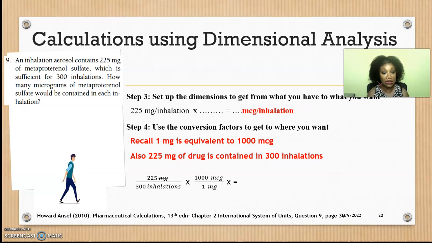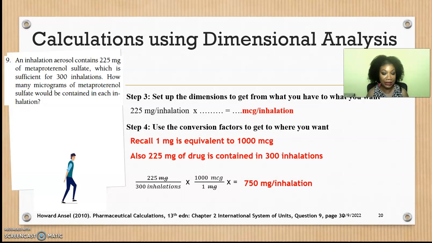The conversion factor is that 1000 micrograms is equivalent to 1 milligram. Now, you notice that the milligrams are cancelling out. And what you are going to end up with is micrograms per 300 inhalations. That's 1000 micrograms times 225 divided by 300 inhalations. So when you do your calculations, you're going to end up with 750 micrograms per inhalation.